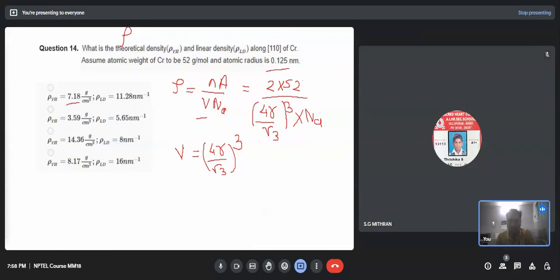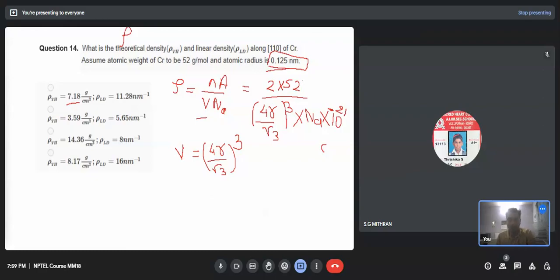For that, one thing is there: this nanometer cube we have to change into centimeter cube. For that, we have to multiply with 10 to the power minus 21. Okay, so it will become in centimeter. That's how we have to calculate this rho value.